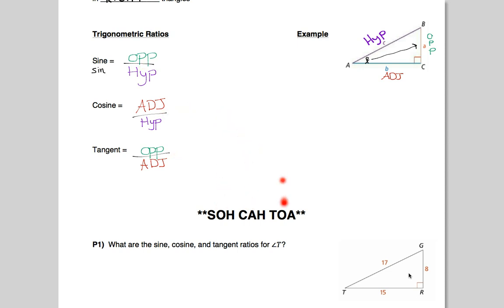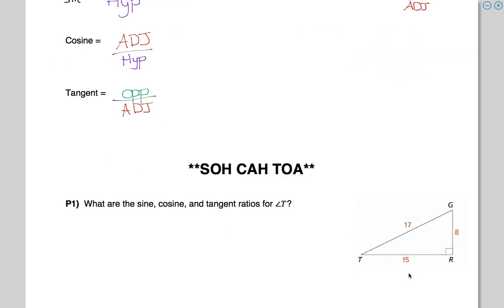SOHCAHTOA just seems to be a little bit easier to remember, to stick in your head, rolls off the tongue. And we can use that to then interpret what each of the ratios represents.